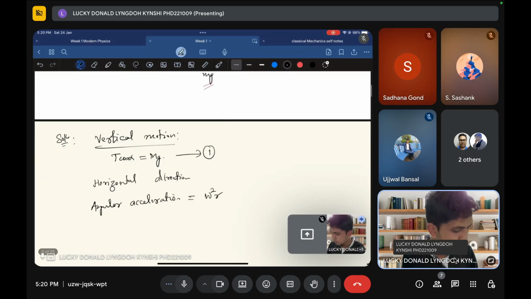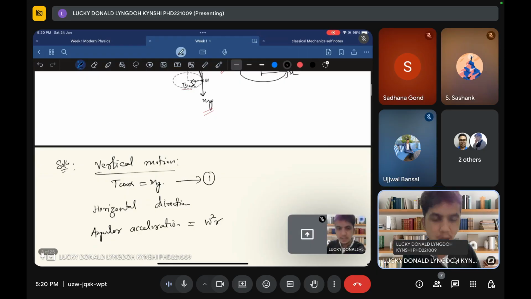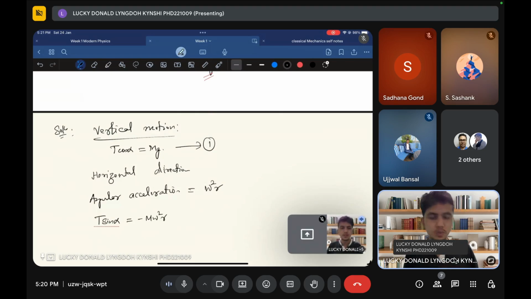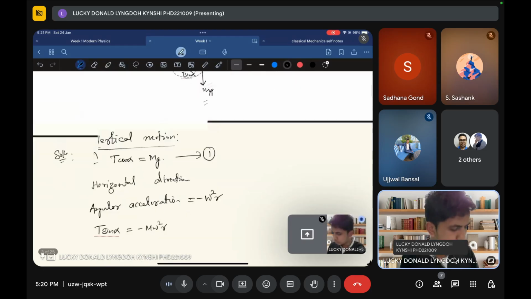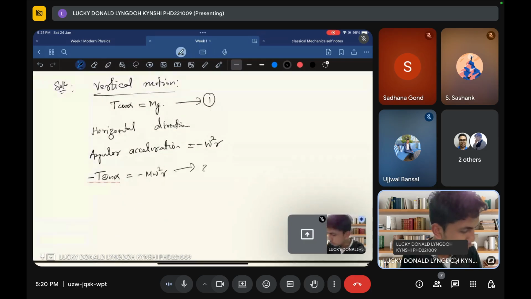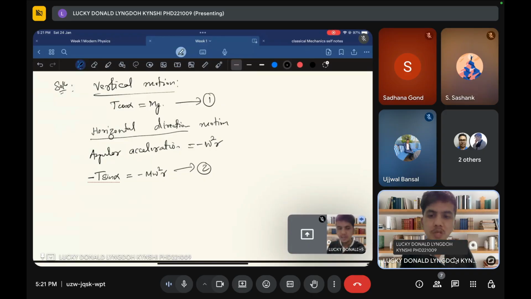You also have your T sine alpha force. That means T sine of alpha should be equal to minus m omega square r. So this is also one thing. Since T sine alpha is pointed in the negative direction, you can also add a negative sign here. Now you have two equations, the vertical motion and the horizontal direction motion. These two have to be equated together.